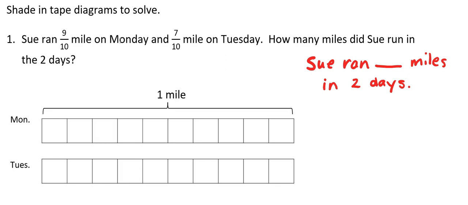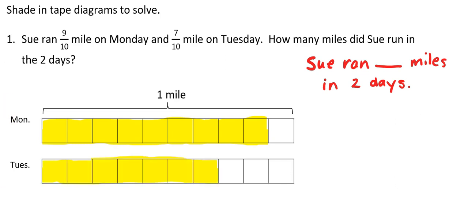The next step will be to shade in how far she ran on Monday and how far she ran on Tuesday. On Monday, she ran 9/10 of a mile. I have 1 mile, and my mile has been broken into 10 pieces. That means I need to shade in 9 of those pieces. And here's the 9/10 showing how far she ran on Monday. On Tuesday, she ran 7/10 of a mile. In the Tuesday tape diagram, I'll shade in 7 of those sections since each section is a tenth.